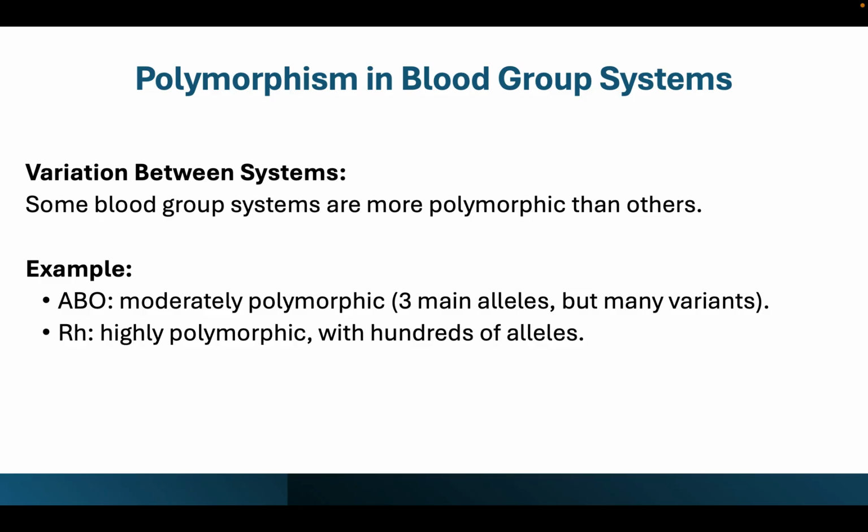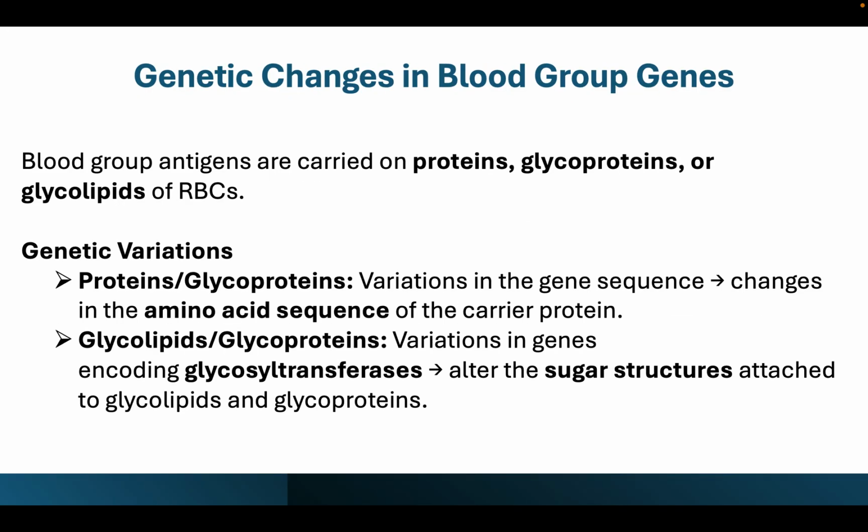So some blood group systems are more polymorphic than others. For example, ABO is moderately polymorphic. Why? Because it has just three main alleles. It has many variants, and we will talk about the variants later, but only three main alleles. RH is highly polymorphic because it has hundreds of alleles. We may just stop here and continue with our third part when we talk about genetic variation and mutation in the blood group system.